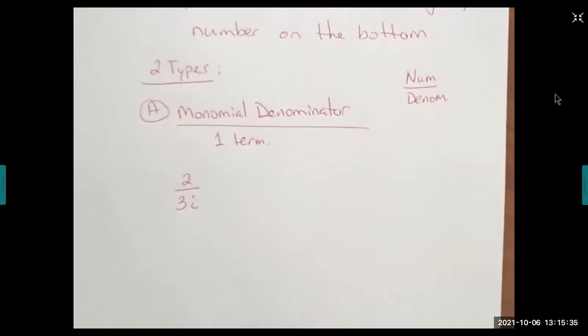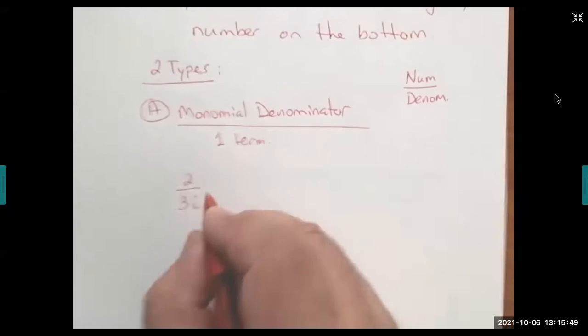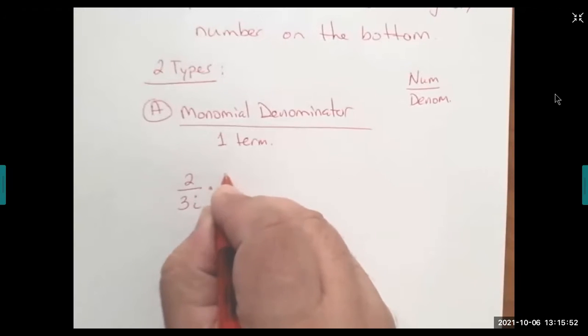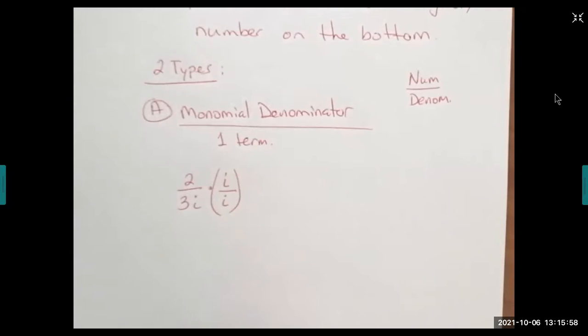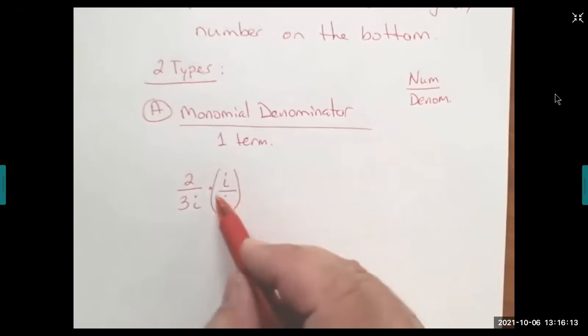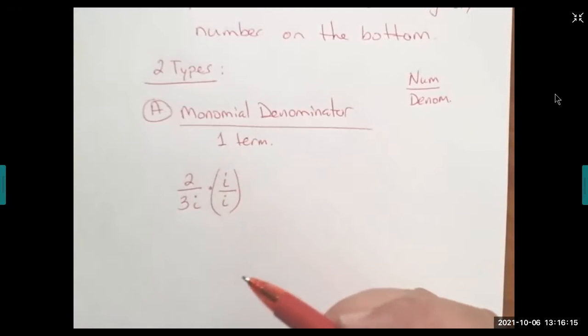For example, 2 divided by 3i. We can't have an i on the bottom, so how do we get rid of it? Multiply both top and bottom by i. What is i divided by i? Any number divided by itself is what? 1. So all I'm doing is multiplying by 1. I'm not changing the number, I'm just changing the way it looks.